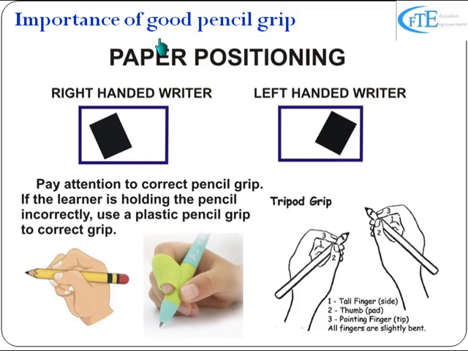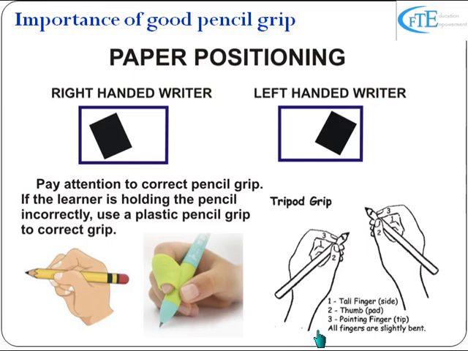Now, the importance of good pencil grip. Notice the positioning of the paper. If your child is right-handed, this is how the paper has to be placed. If your child is left-handed, this is how it has to be placed. Do not try to change the hand with which your child is comfortable writing. If the child wants to write with the left hand, let the child continue writing with the left hand.